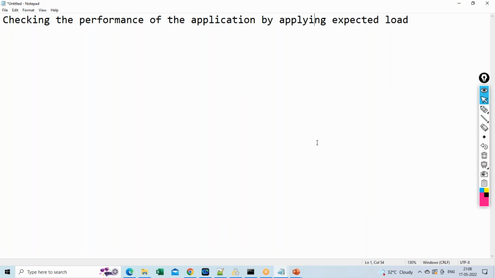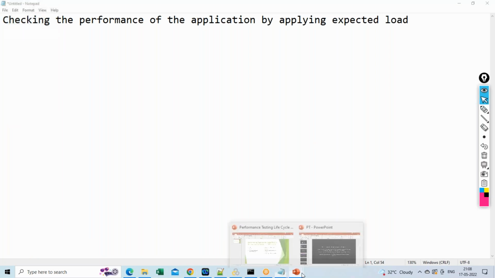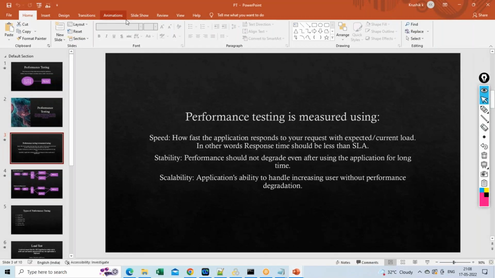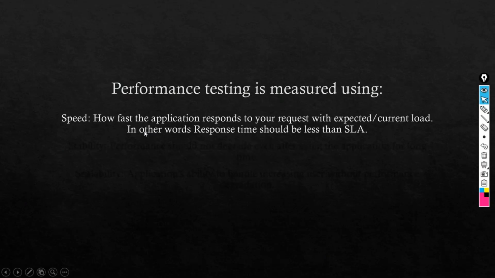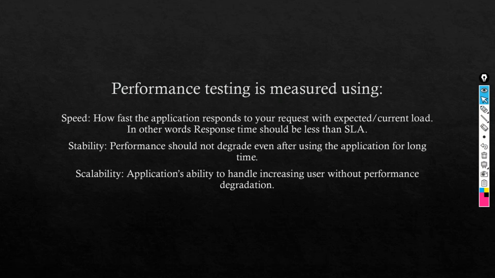Generally, performance testing is measured on three terms. What are those? The first one is speed, the second one is stability, and the third one is scalability. A few years ago, performance testing was measured only with respect to speed. Speed refers to how fast the application is responding to your request with the expected or current load. In other words, the response time should be less than the SLA, the service level agreement.